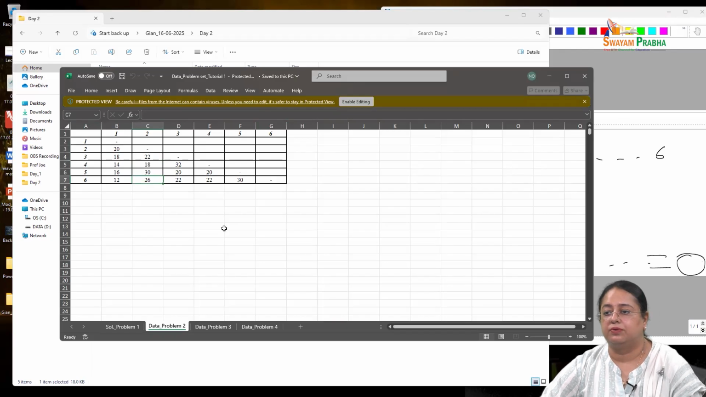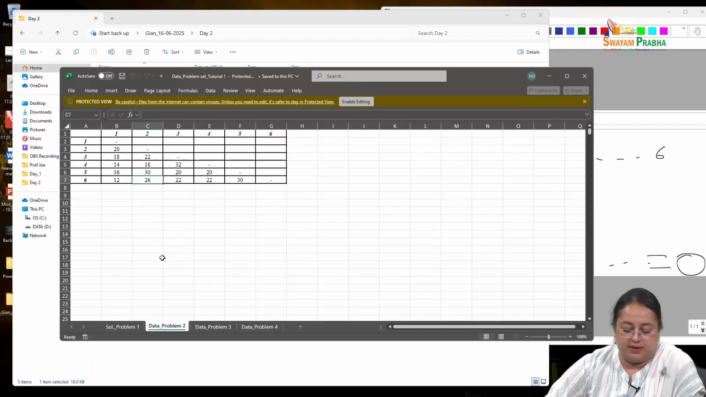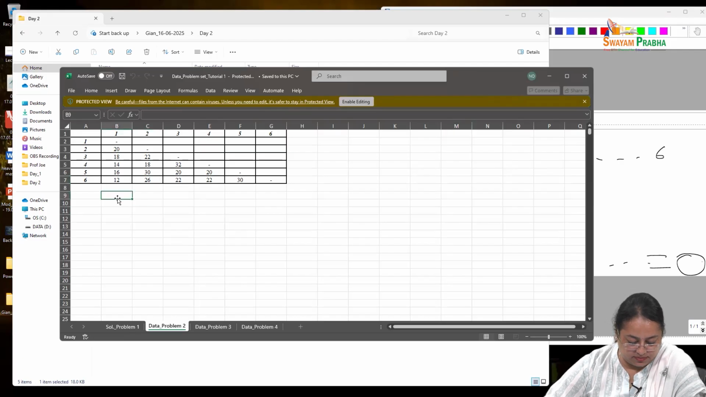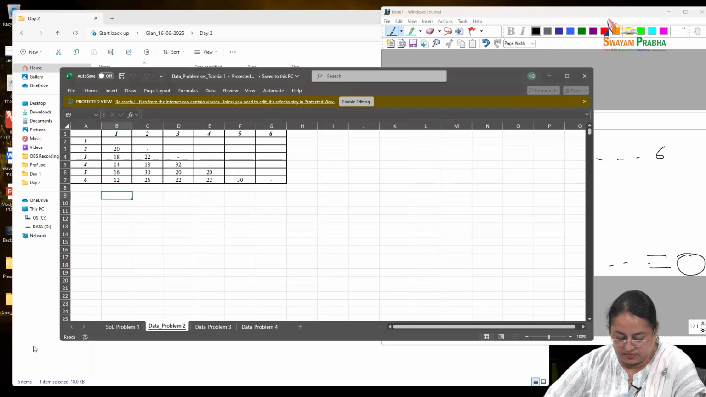If you are done, let me know. But before that, you should have Solver installed. Check whether Solver is there in your Excel, in the Data tab. If not, that's okay, you can add it. Whoever does not have Solver in the Data tab, you can check in Options. There will be an add-in, and there you can add your Solver.